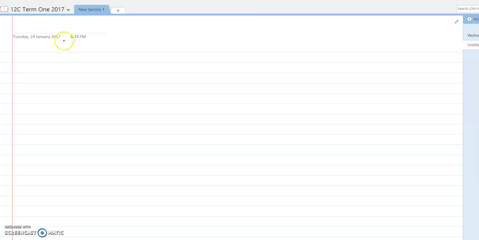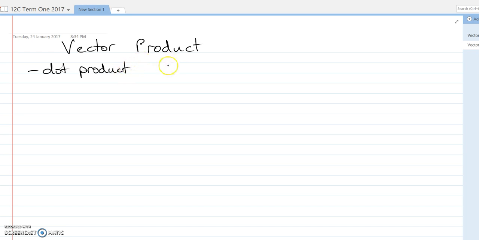Okay, we're going to do vector product, and we've done a vector product already, but there is a second one we're going to do. The first one we did was called the dot product. Okay, this is a way to multiply two vectors together, and if you recall, this was how you did it. This is one way to do it.